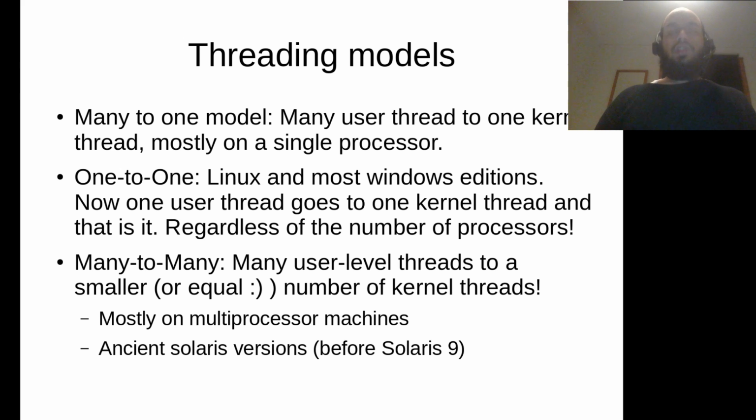This was designed mostly for multiprocessor machines, and it was at least tried at some times on Windows, and it was actually the way that it was used with ancient Solaris versions. That's basically before Solaris 9. I'm not sure what Solaris version they have right now, but I think Solaris 9 is something like 2006, 2007 maybe. I can't remember the exact date. Okay, so this is the many-to-many user level thread model.